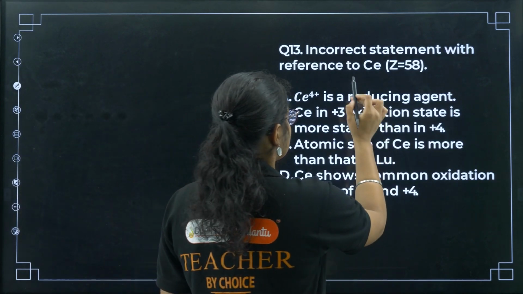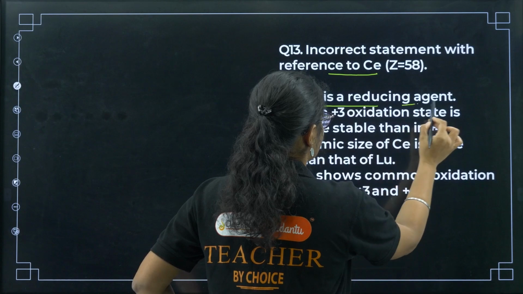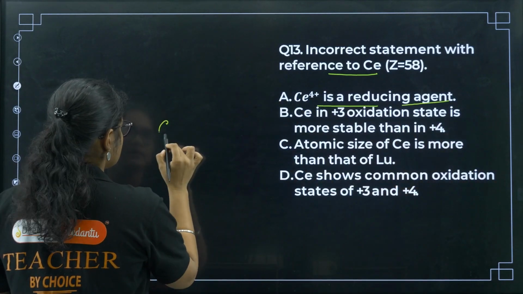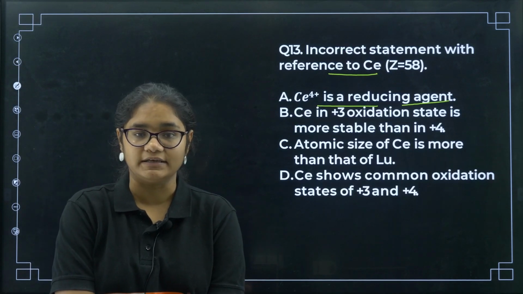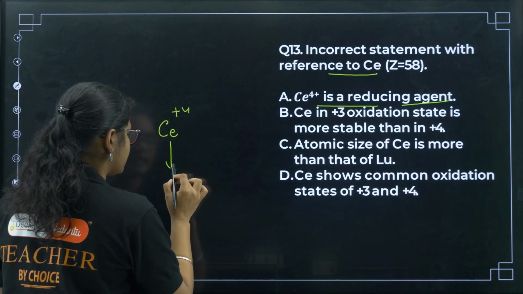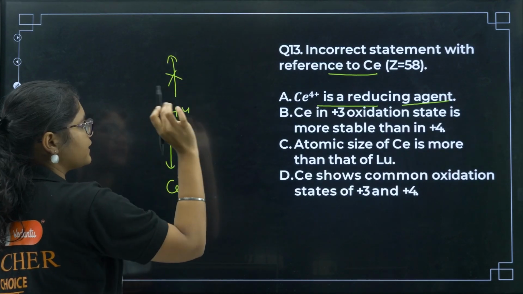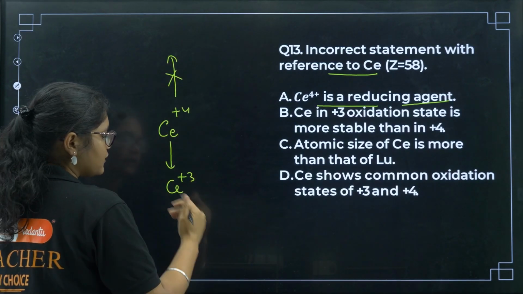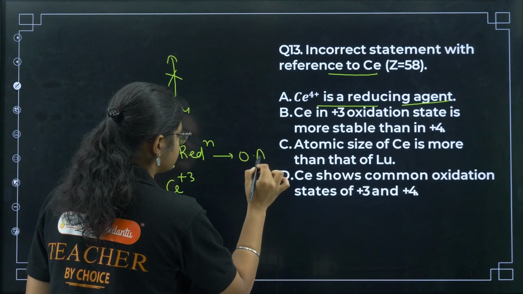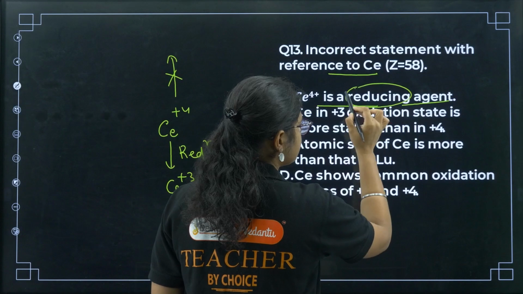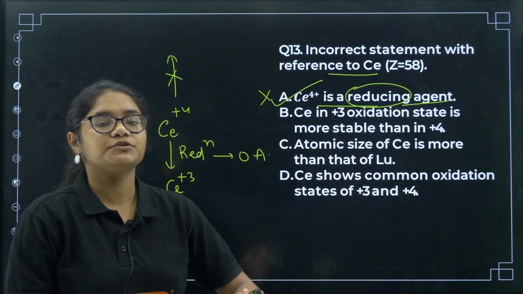Next, incorrect statement with reference to Ce. Ce plus 4 is a reducing agent. Now see, Ce plus 4 is the highest oxidation state of cerium. So now what can happen? Ce can come to the lower oxidation state of +3. It cannot further go to any higher oxidation state. Now if it is undergoing reduction, then it will behave as an oxidizing agent. It cannot behave as a reducing agent. So that is why this is the incorrect statement. Hence the correct answer will be option number A.